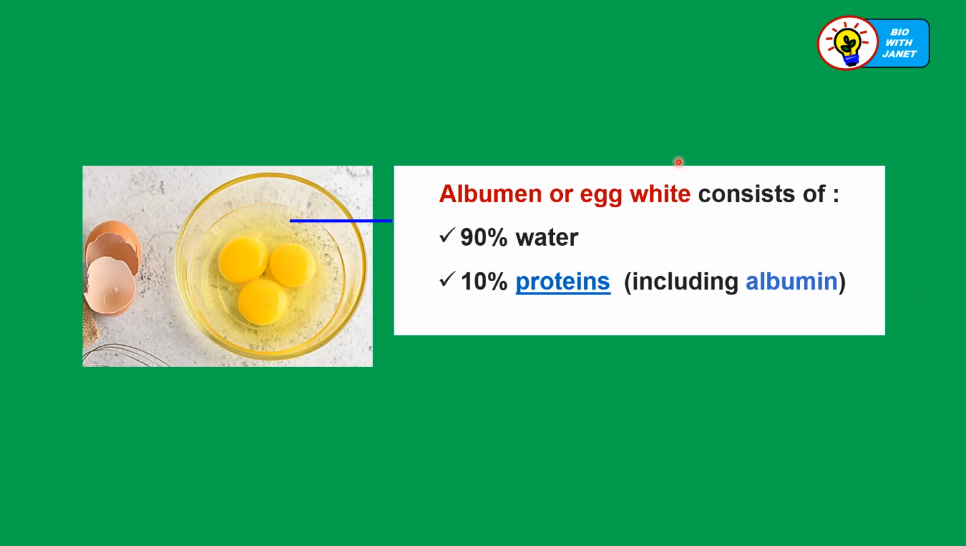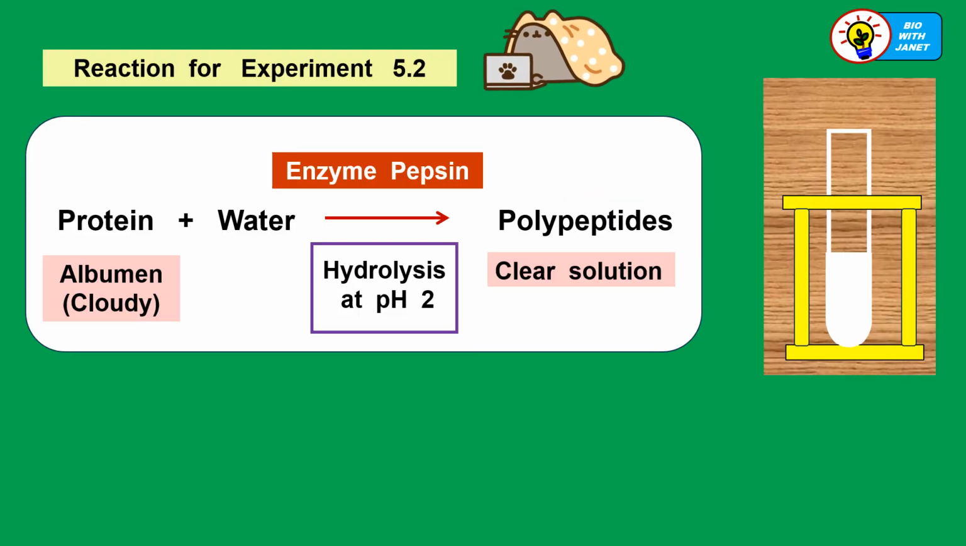When you put egg white or albumin into water, it will form a whitish or cloudy suspension. Now, what is the reaction for this experiment, 5.2? We're going to put in enzyme pepsin and mix it together with the albumin. After some time, what should happen?